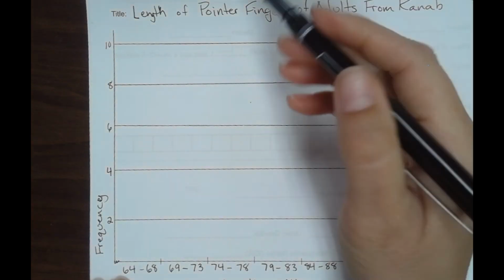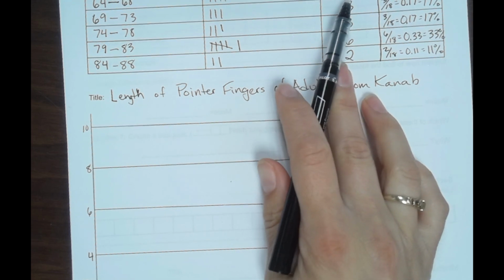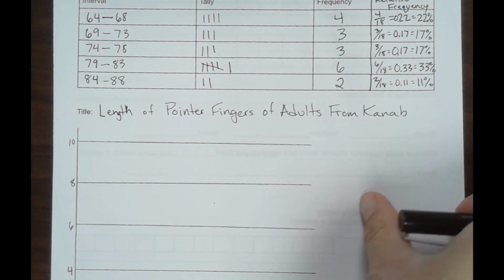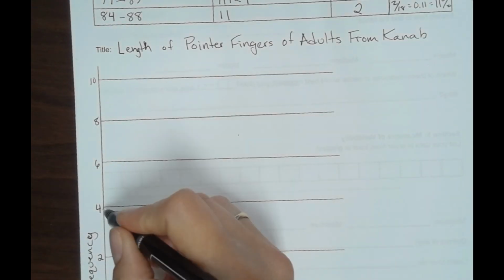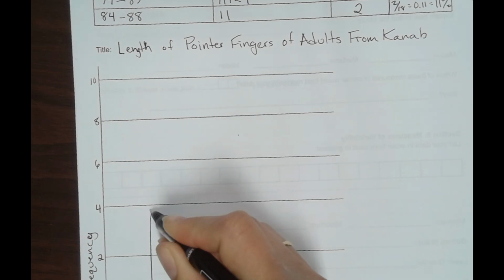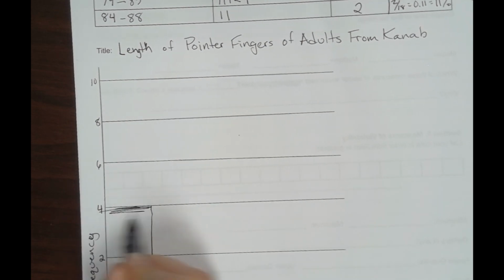So between 64 and 68, we had 4 people that fit in that size. So I'm going to make a line up to 4. Remember, there are no gaps between these. There are no gaps between the bars on a histogram. So I'm going to go up to 4, and then I'm shading it in.